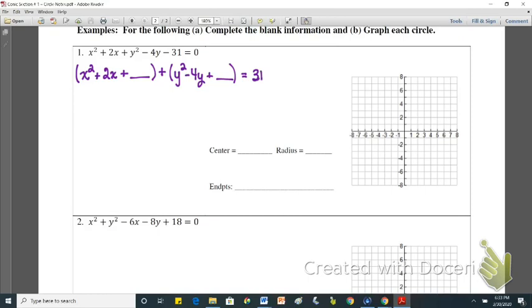Now to keep my equation balanced, since I added 2 blanks to the left side, I don't want this equation unbalanced. I need to add 2 blanks to the right side to keep it even.